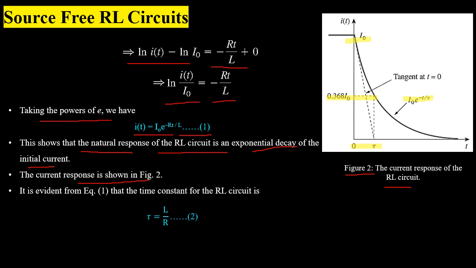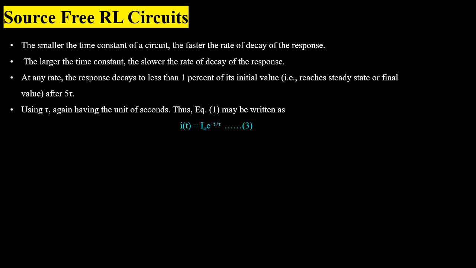So for any RL circuit, the time constant will be equal to inductance divided by resistance, or L over R. Here the time constant is again denoted by tau, which is a lowercase Greek letter. Now we know that the time constant for an RL circuit is equal to L over R, so we can conclude the following: the smaller the time constant of a circuit, the more quickly the response of the circuit will decay, and for a larger time constant, slower will be the rate of decay.